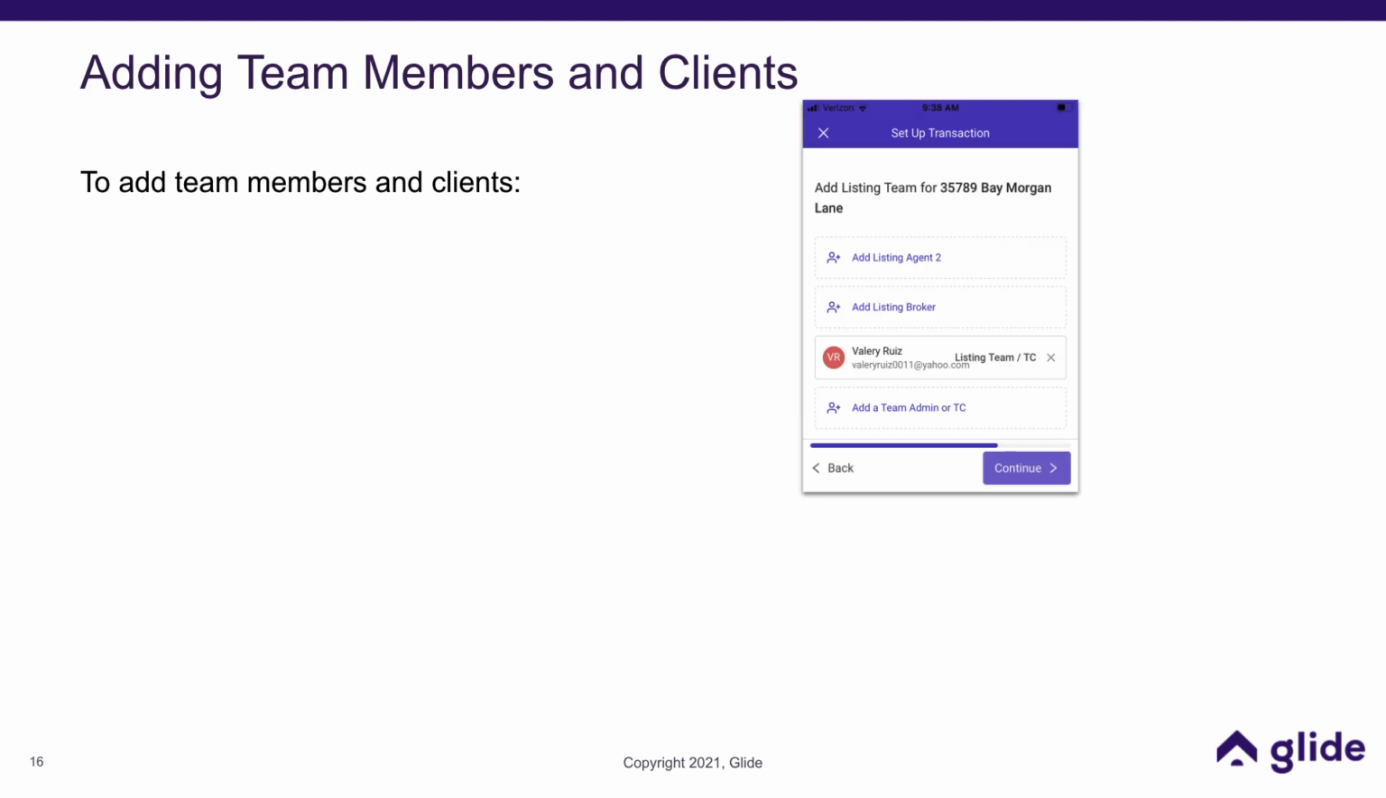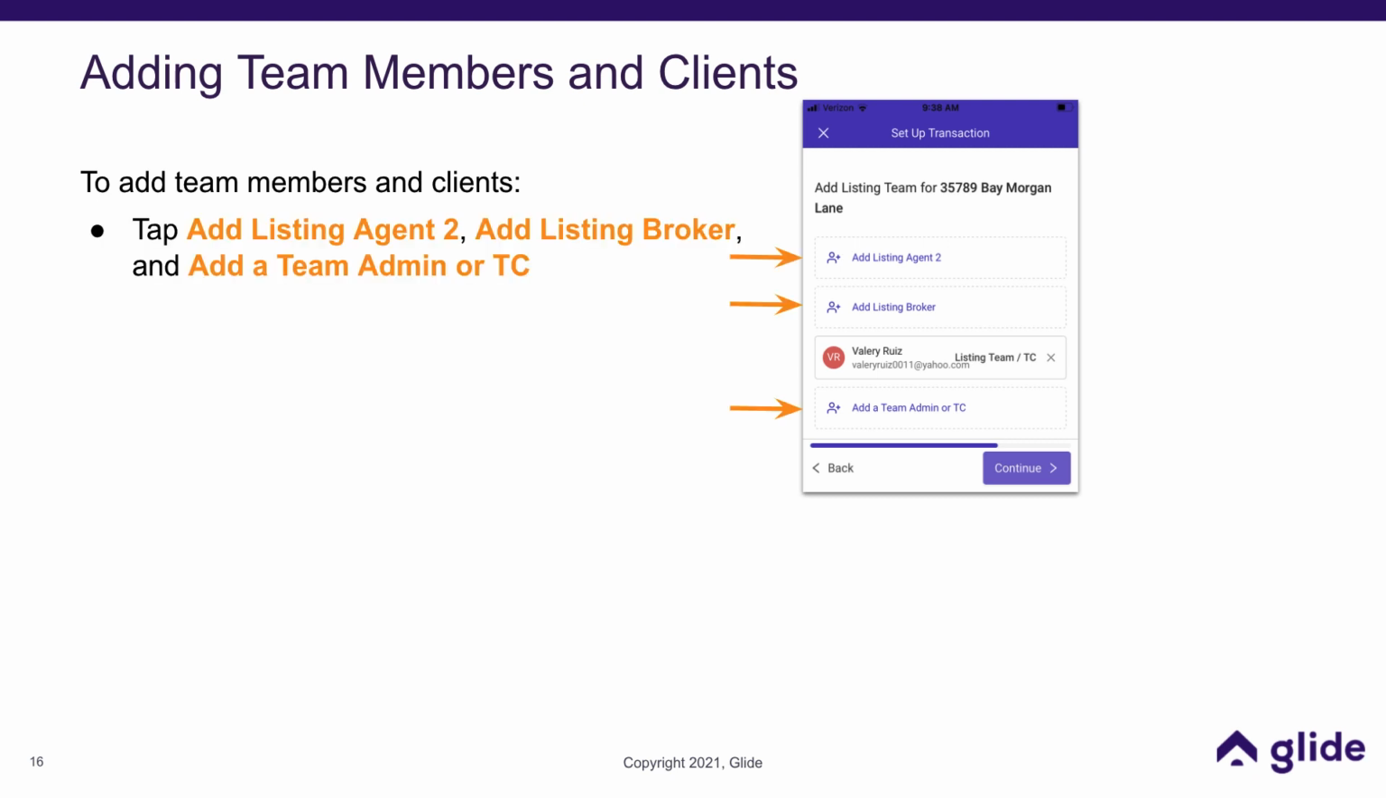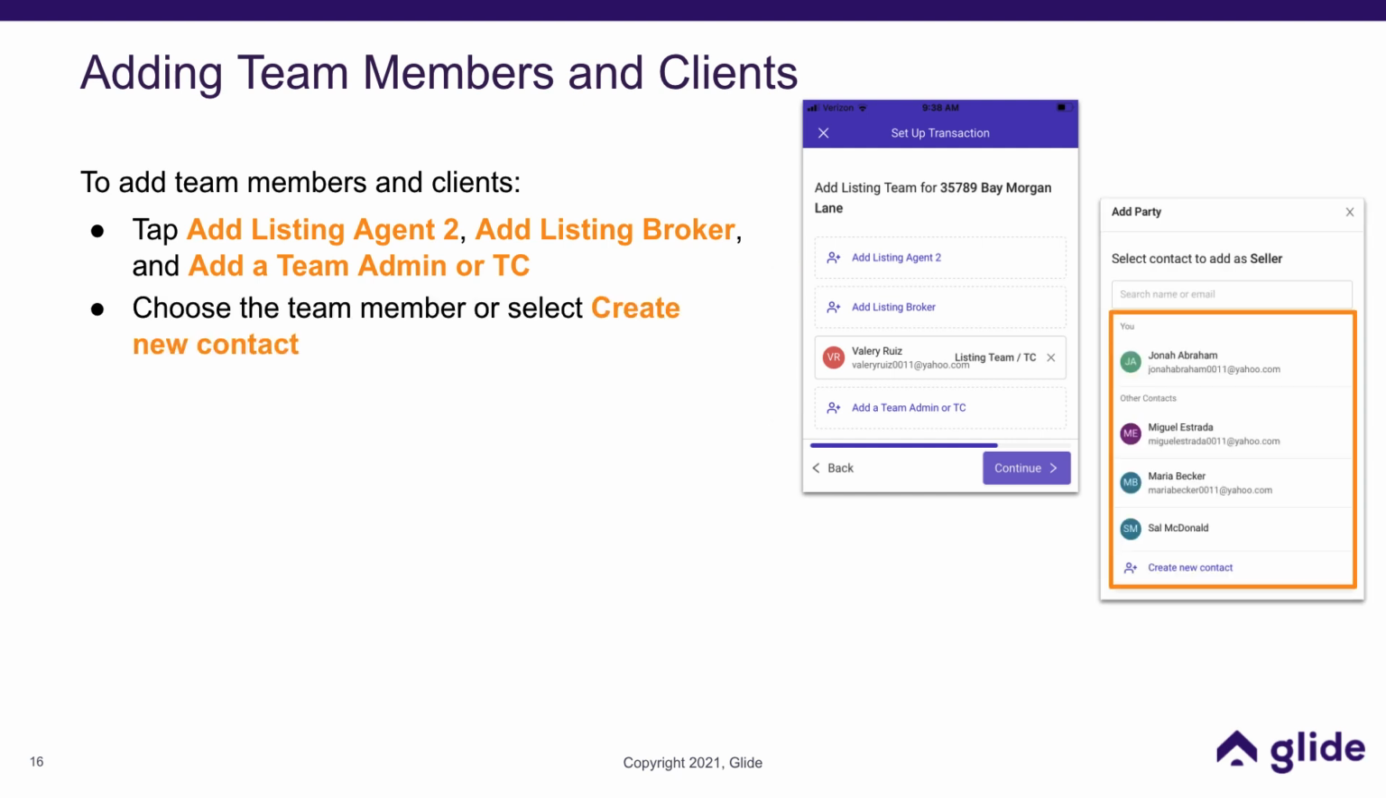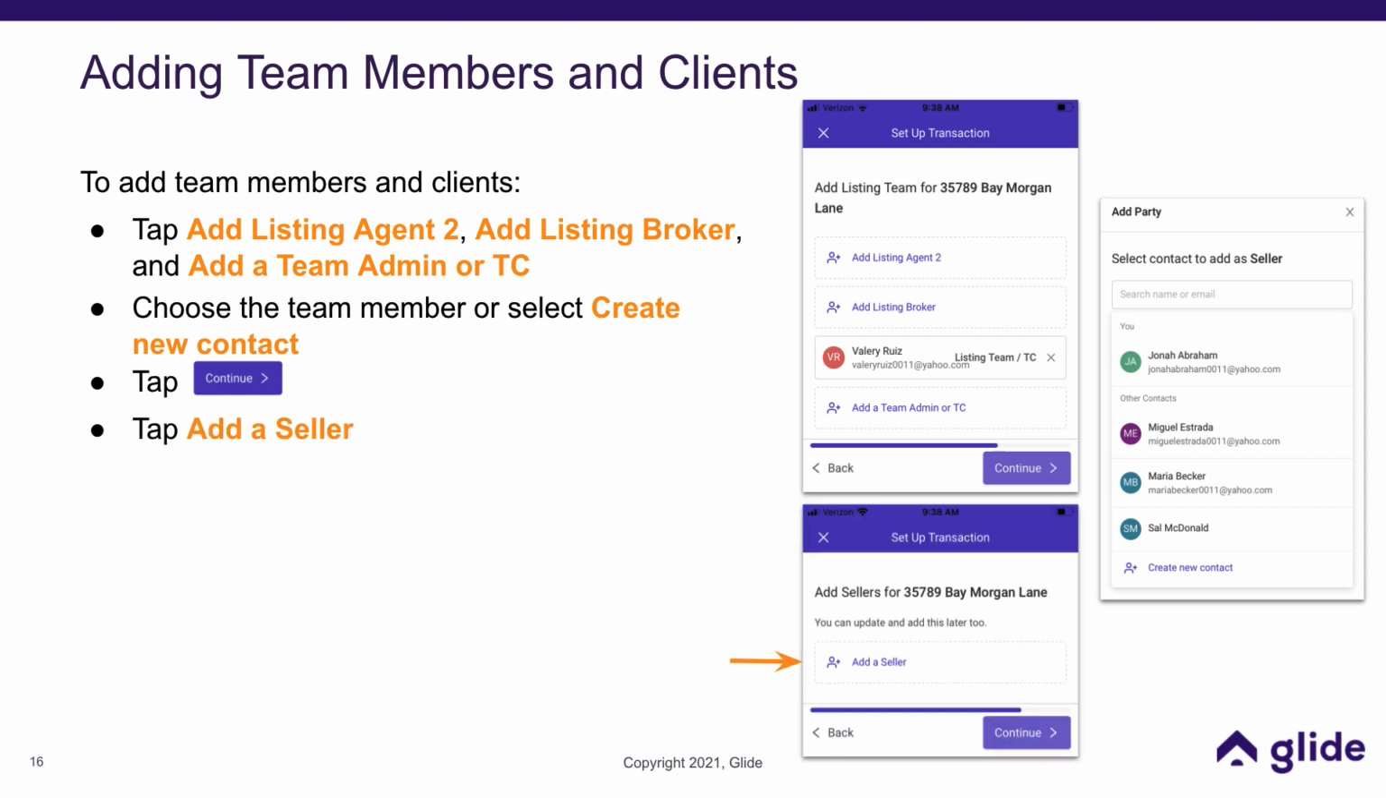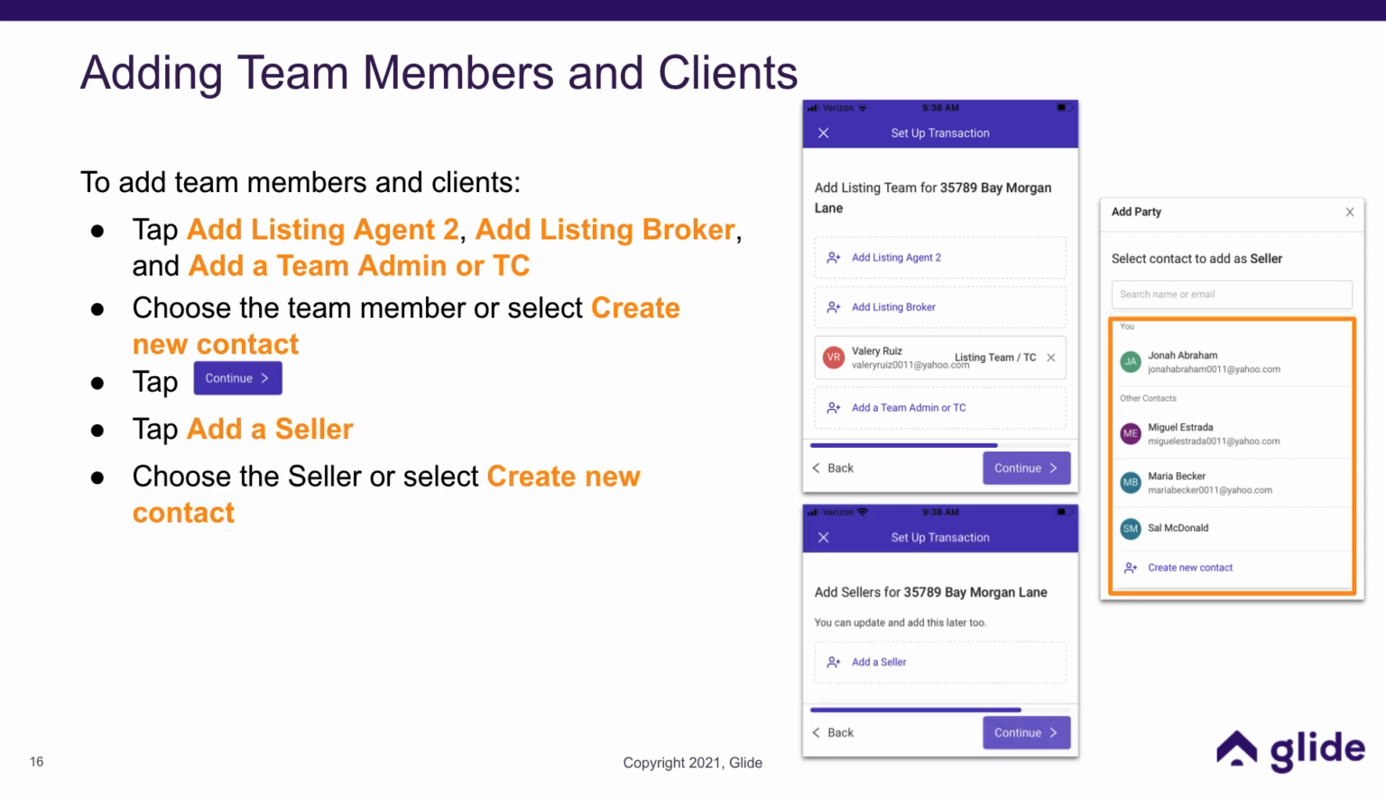Next, you will be prompted to add any additional team members that will also be working on this transaction. Tap either Add Listing Agent, Listing Broker, or Team Admin or TC, then choose the team member from the list or select Create New Contact. Then tap Continue. On the next screen, tap Add a Seller. Choose the seller from the list or select Create New Contact. Once the sellers have been added, tap Continue.